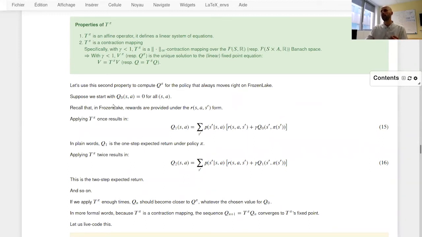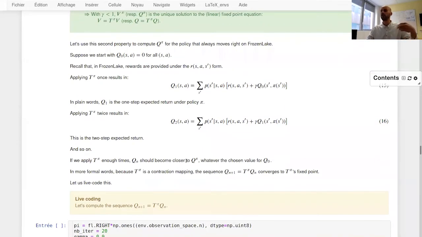And I will apply T pi to Q0. Applying T pi to Q0 gives me Q1. So Q1 is the sum over next state S prime of P of S prime given S, A, of R of S, A, S prime plus gamma Q0 of S prime and pi of S prime, sorry. So this is Q1, which is just equal to T pi of Q0. In plain words, Q1 is the one-step expected return under policy pi. If I apply T pi twice, then I get Q2, defined as a function of Q1. And this is the two-step expected return for a trajectory that lasts for two steps. But I can go on and on. And eventually, I know that Q pi is the infinite-step return.